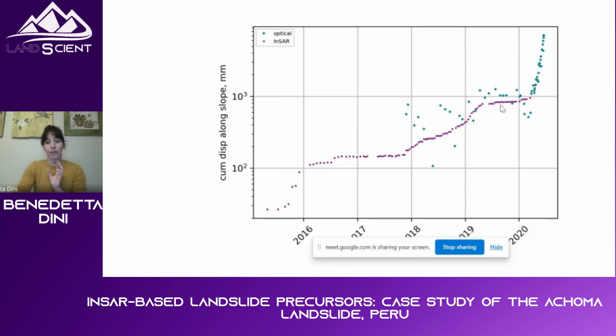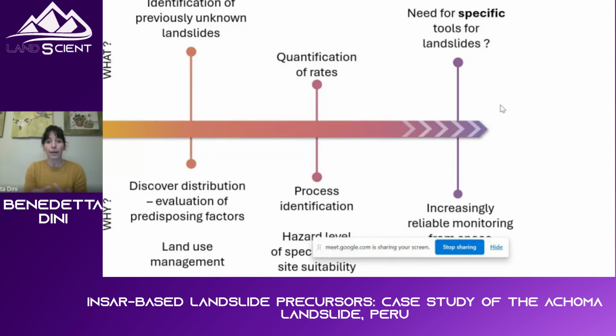So this would give a very long period of time to start to investigate better what would be going on in this landslide. So just to conclude, I feel like I still have this question of whether we need specific tools for landslides when we're using InSAR, as opposed to relying on the most classic approaches, to monitor landslides more reliably from space.